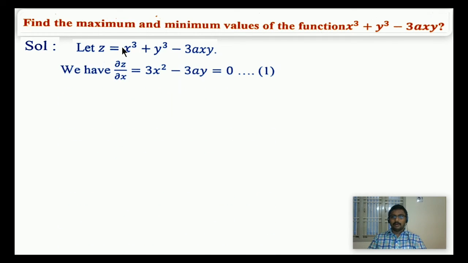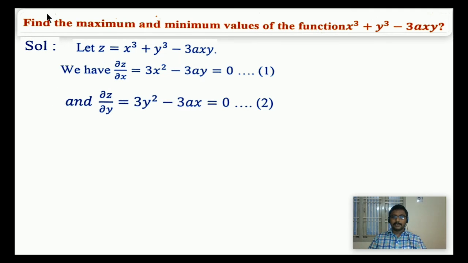Now we have dou z by dou x, the partial derivative of z with respect to x. While differentiating partially with respect to x, keep y as constant. X cube derivative is 3x square, y cube derivative is 0, negative 3axy derivative is negative 3ay. So this is equal to 0, let it be equation 1.